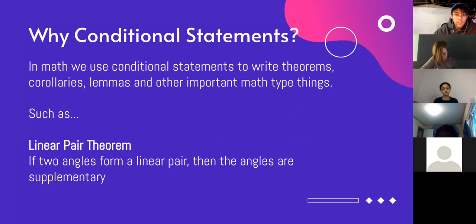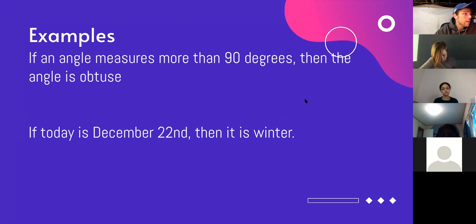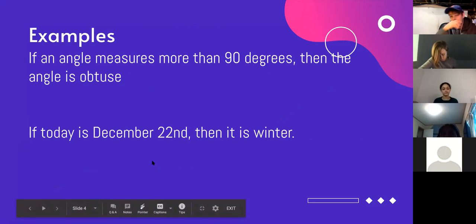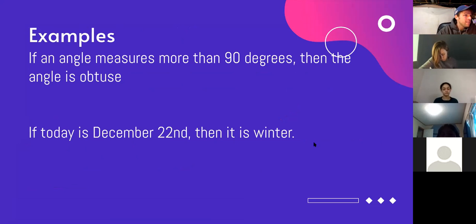Okay, so let's talk about the parts of a conditional statement. No, examples. I'm a little bit out of order here. All right, some examples. So here are a couple examples of some conditional statements that we can just look at and read. If an angle measures more than 90 degrees, then the angle is obtuse.